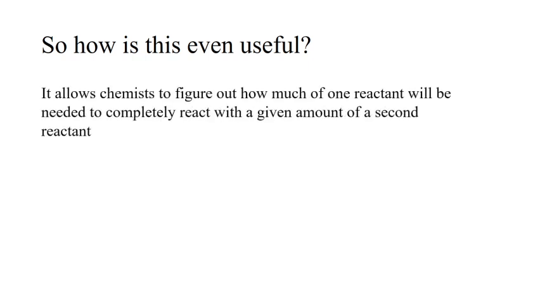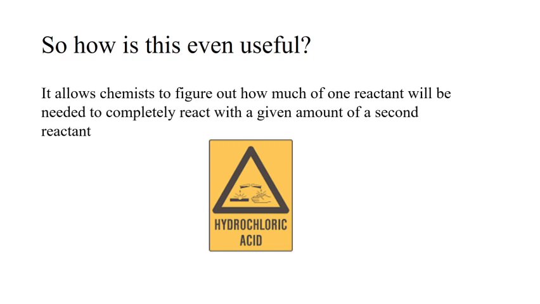And then, of course, it allows chemists to figure out how much of one reactant will be needed to completely react with a given amount of a second reactant. Let's say, and while I'm sure this will never happen, you spill some hydrochloric acid in the lab, right? You're going to need to know how much base you're going to have to use to neutralize that so you can safely clean it up without getting a chemical burn. Good things to know. How does it work?